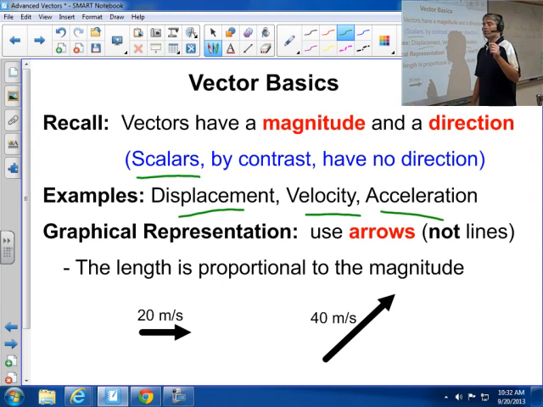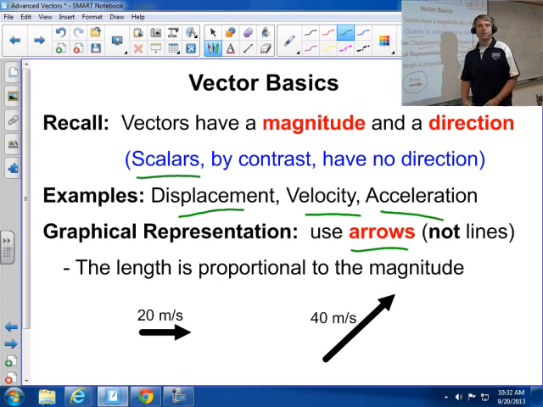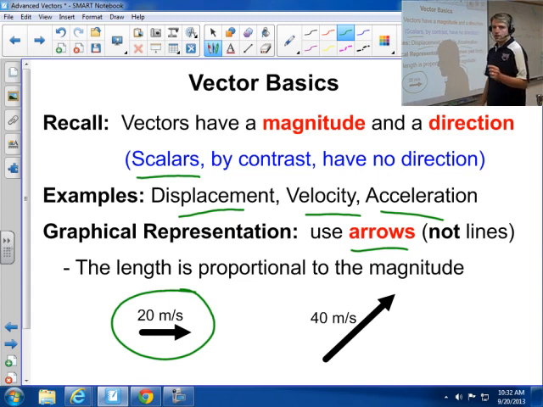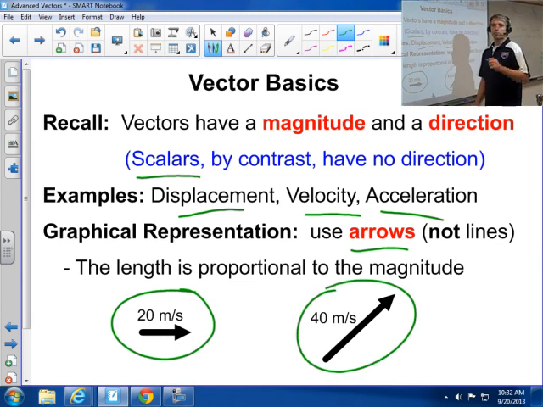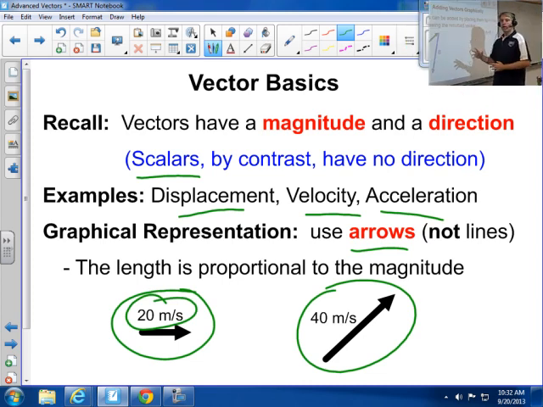And you'll also recall from one of the first videos we did, that I showed you that you can represent vectors graphically using arrows. And it's very important that you use arrows and not just lines. A line doesn't have a direction, an arrow does. If you draw an arrow to represent a vector, like the two I've shown here on the bottom, the direction the arrow points is the direction of the vector. Meanwhile, the length of the arrow is proportional to the magnitude of the vector. And that's why this 20 meter per second velocity, you'll notice that the vector arrow representing it is half as long as the one that's 40 meters per second.